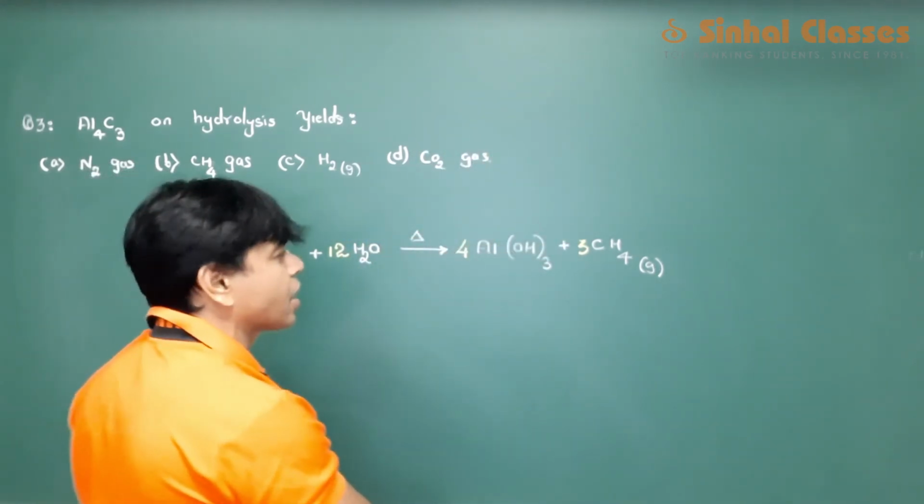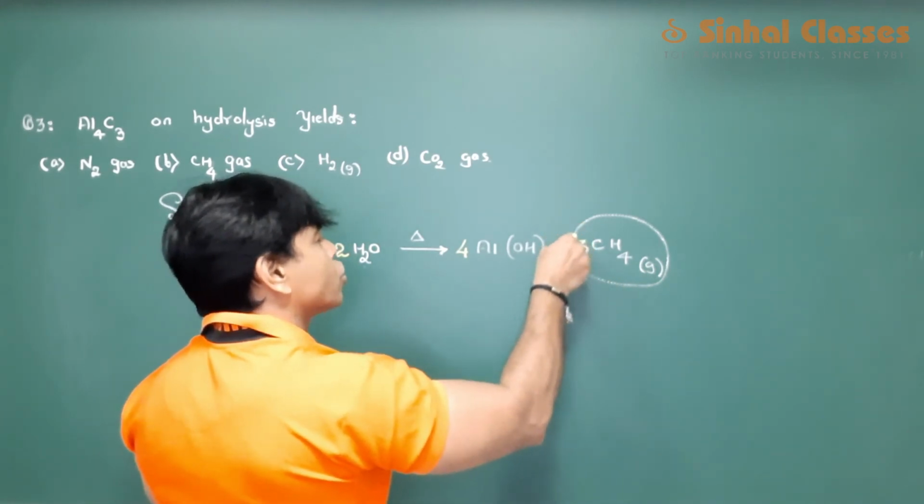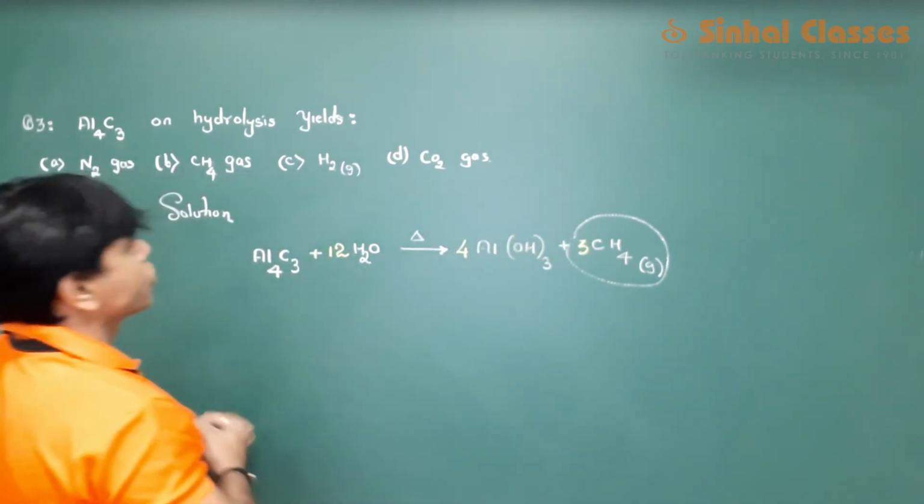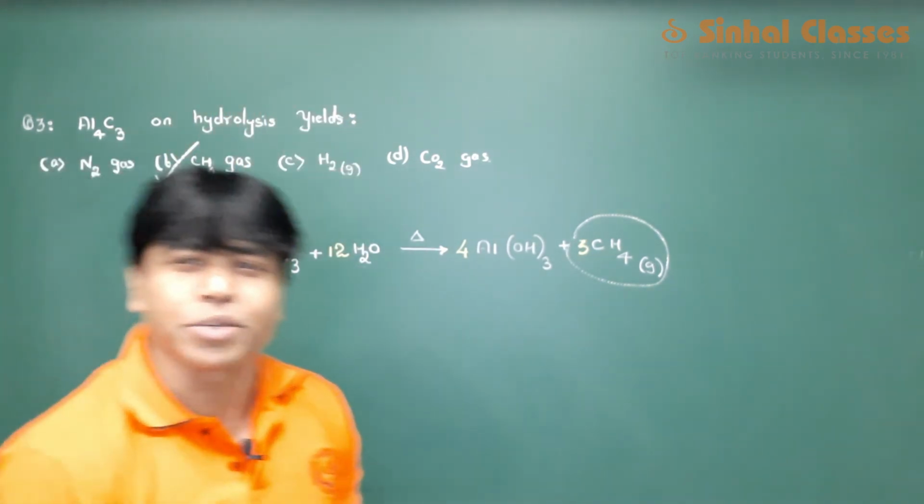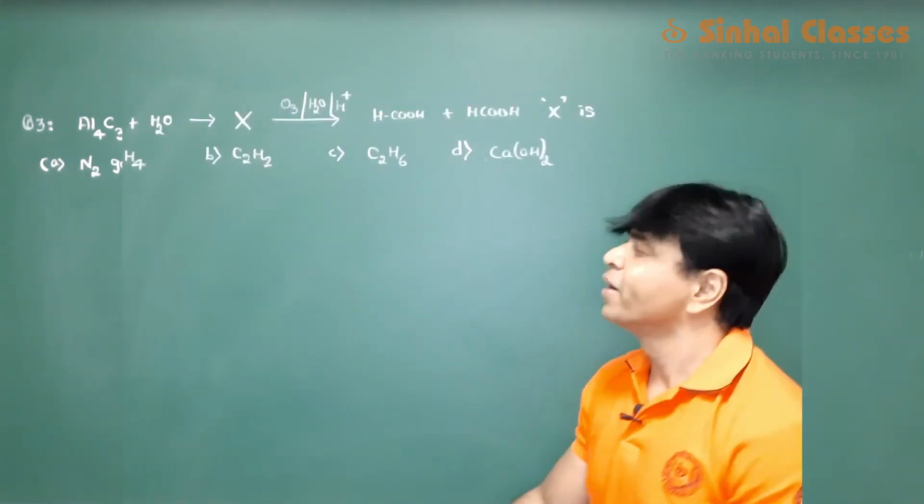So the gas which comes out is methane. So an inorganic compound giving you an organic gas. So your option B is correct for this question. Okay, let's go to the next question now.